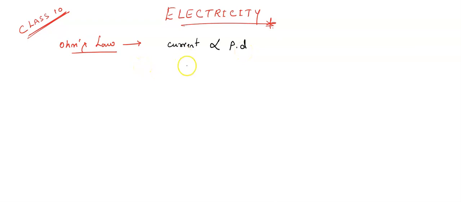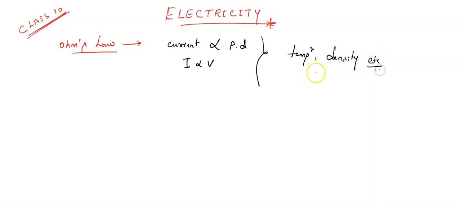What is the condition? When we can say that this current is directly proportional to potential difference, we call that potential difference V. V is potential difference. Specific conditions are there. The conditions are temperature, density, pressure, and so on. These things should remain constant, or should not change. That should be unchanged. That is what Ohm's law states.